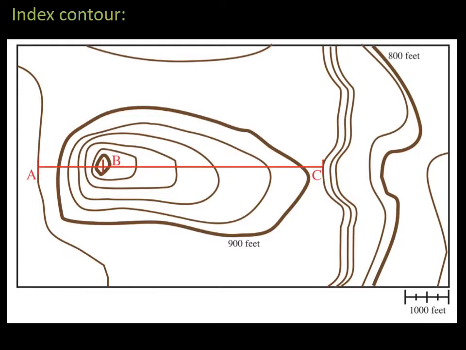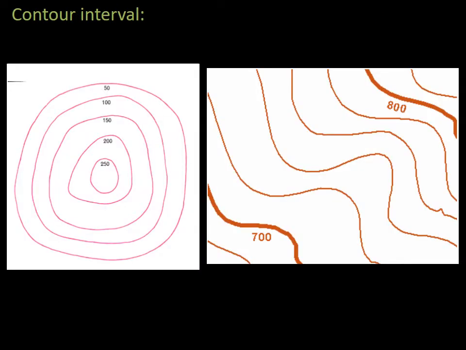An example from the assignment is this map. We'll come back to this later. But notice that only some of them, like that one, are labeled. Here's another index contour that isn't labeled, and you're going to have to figure out what the elevation of that line is. And I'll show you how to do that here in a second.